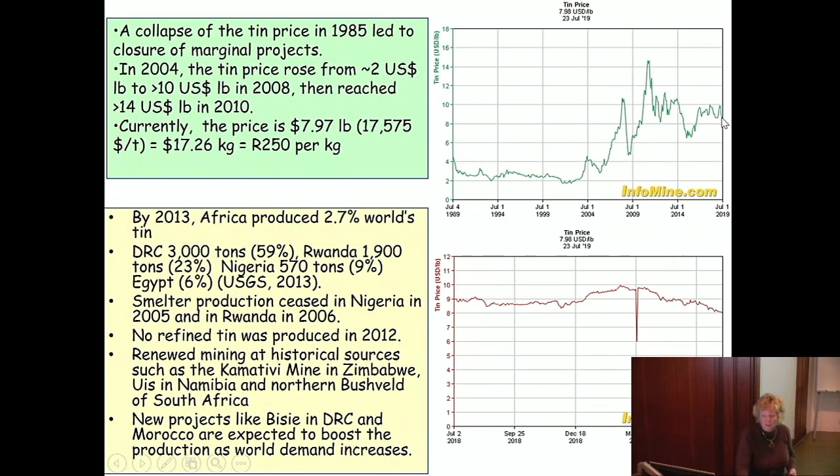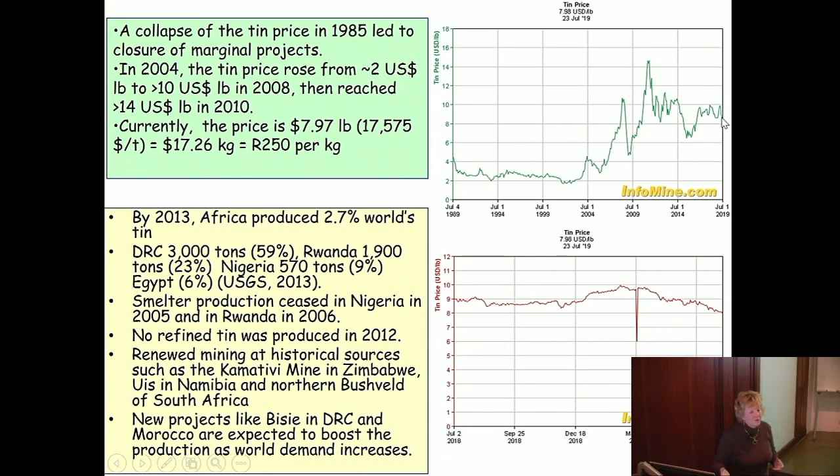So although we had been a major producer in Africa prior to this time, producing between about 5 and 10% of the world's tin, by 2013, we had dropped in Africa dramatically to producing less than 3% of the world's tin. And it's being produced from DRC, Rwanda, Nigeria, Egypt. And the other problem, so often a problem in Africa, is that smelters just close because there wasn't enough tin to make them economic.